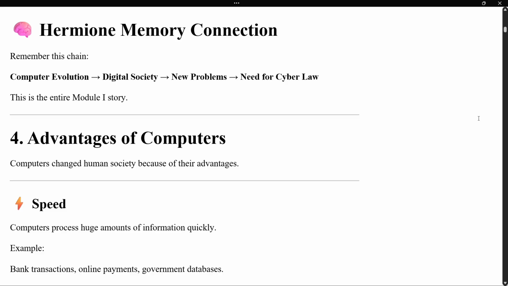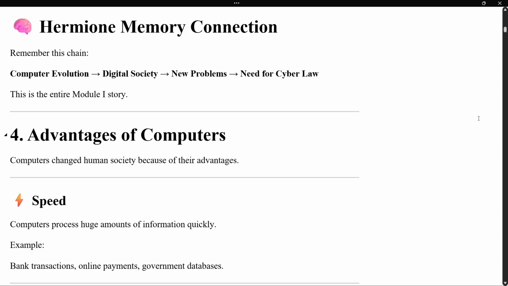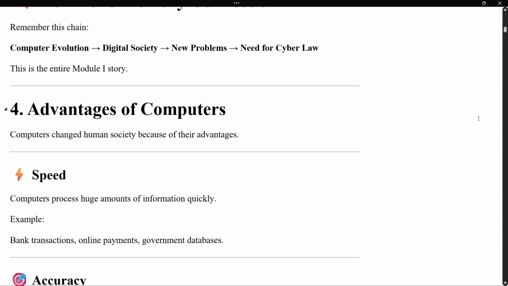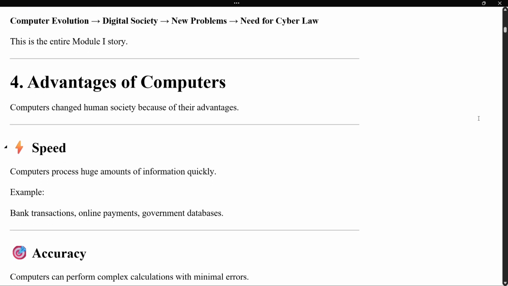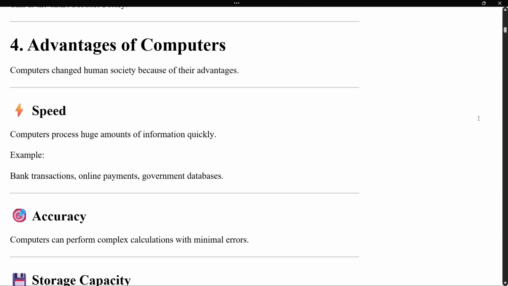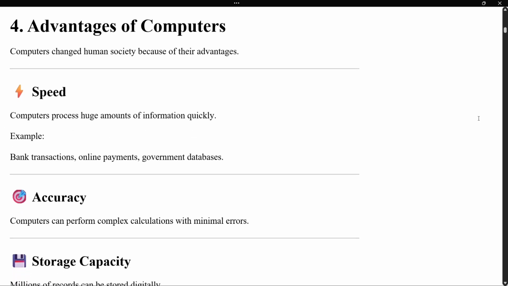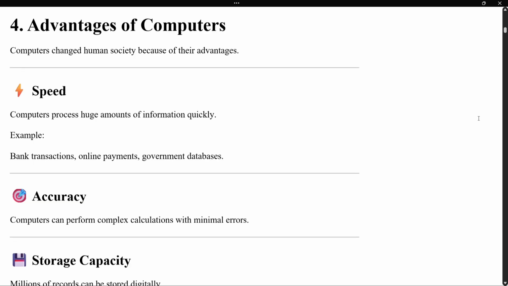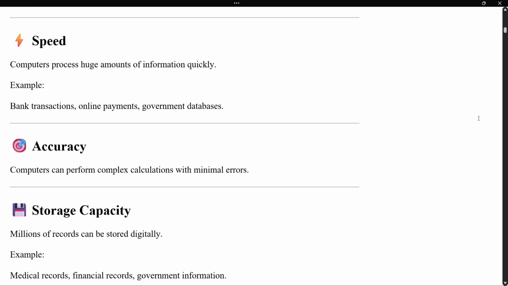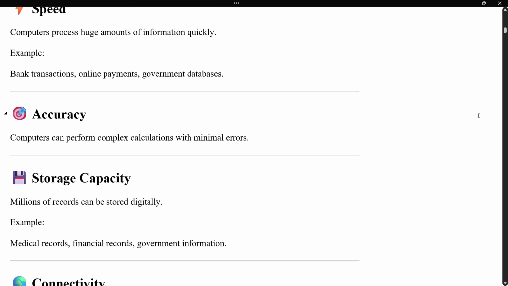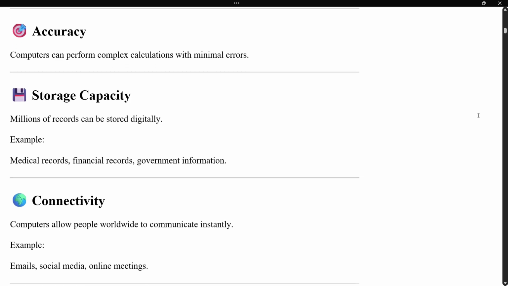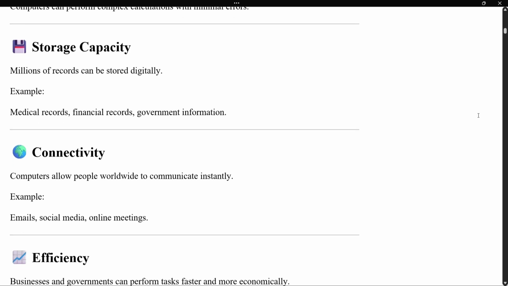4. Advantages of computers. Computers changed human society because of their advantages. Speed: computers process huge amounts of information quickly. Example: bank transactions, online payments, government databases. Accuracy: computers can perform complex calculations with minimal errors. Storage capacity: millions of records can be stored digitally. Example: medical records, financial records, government information.